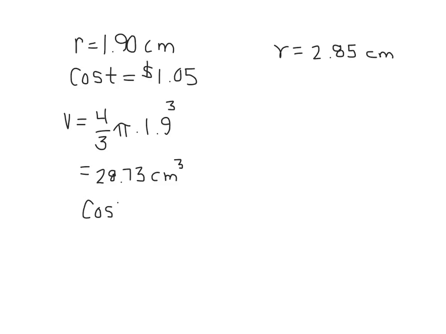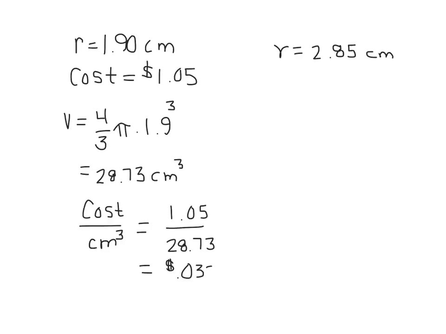Now we want to figure out cost per cubic centimeter. Cost per cubic centimeter means that we need to take the cost for the whole sphere, in this case $1.05, and divide by the number of cubic centimeters, in this case 28.73. And we get a cost per cubic centimeter of about 0.037, or 3.7 cents.